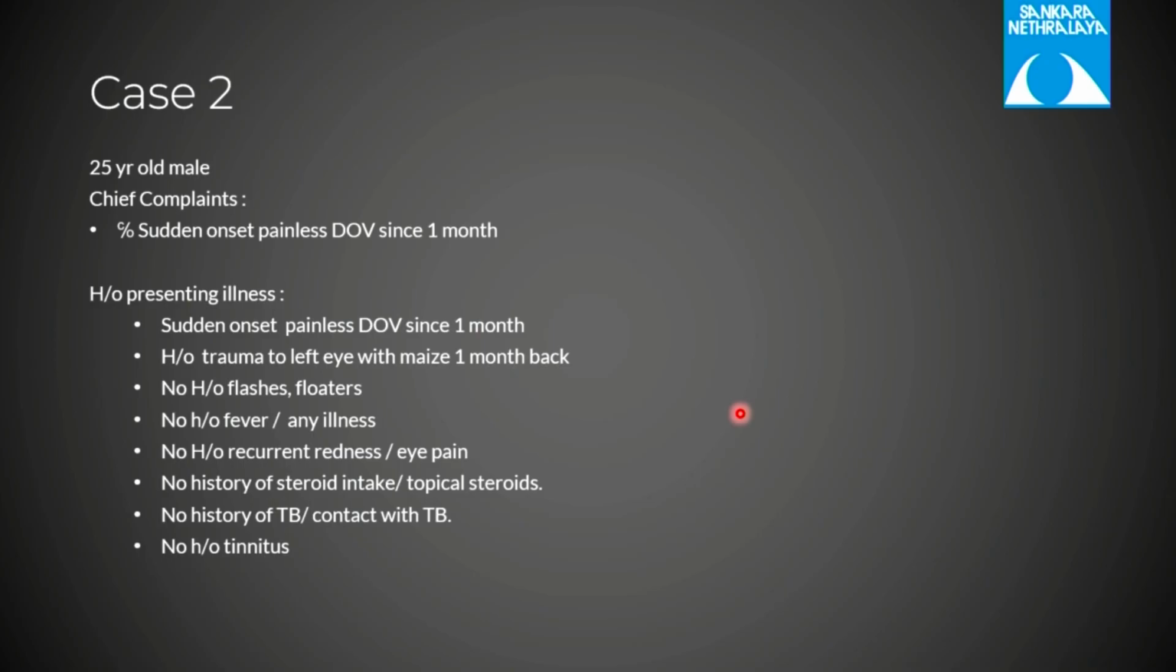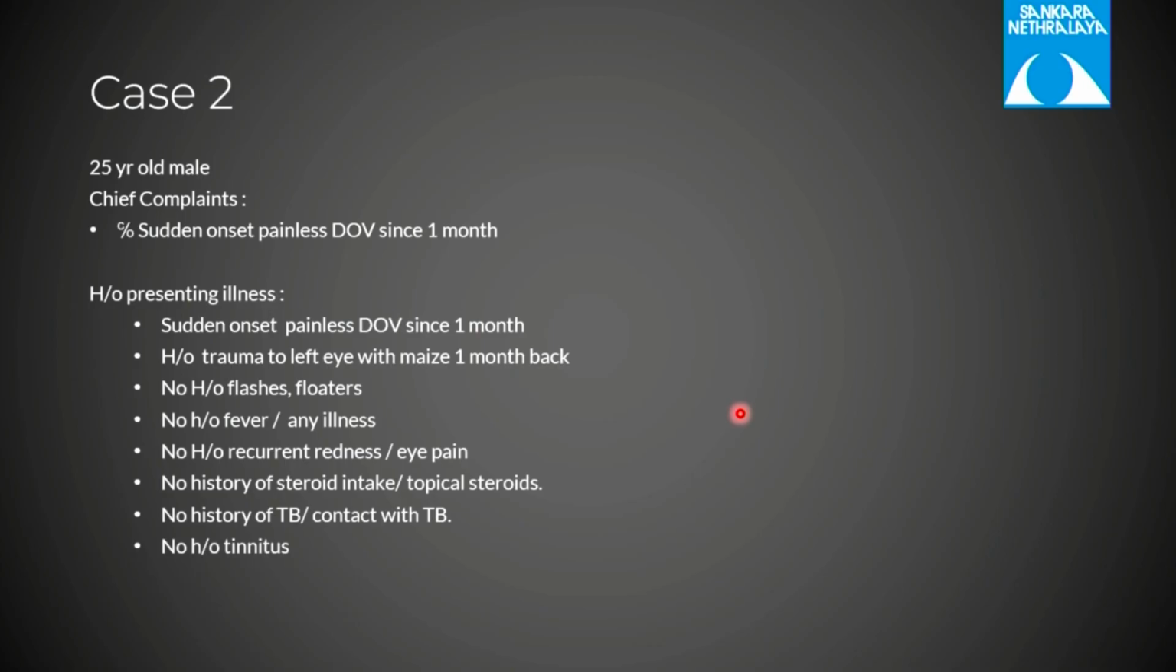So as you said, joint pain, the history of trauma is something important. History of trauma is something that we take to rule out sympathetic ophthalmia. VKH and sympathetic ophthalmia both have similar presentations, but with history of trauma, even after blunt trauma, there are reports of sympathetic ophthalmia. So, history of trauma, and history of recurrent redness.